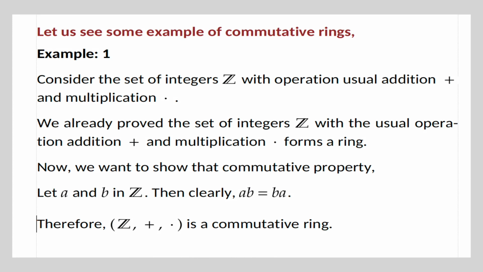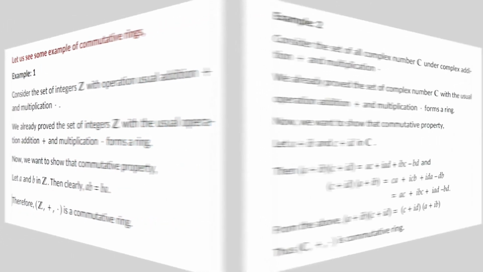The first example: consider the set of integers Z with the usual addition and multiplication. We already proved that the set of integers with the usual addition and multiplication forms a ring. Now we want to show the commutative property. Let a and b be in Z. Then clearly ab = ba. Therefore, (Z, +, ·) is a commutative ring.